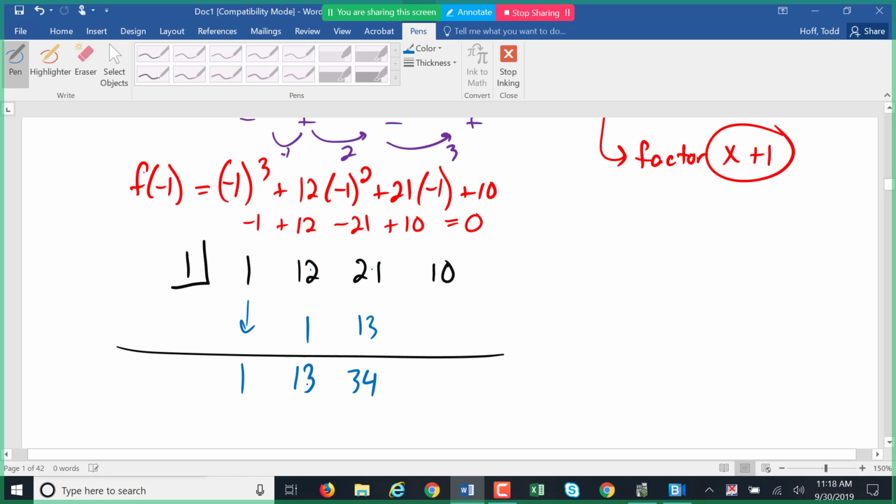34 times 1, something didn't work there. Oh, it's a negative 1 is what I got to put in there. Sorry. I forgot to convert it back. C is negative 1, not positive 1. So that's a negative 1.